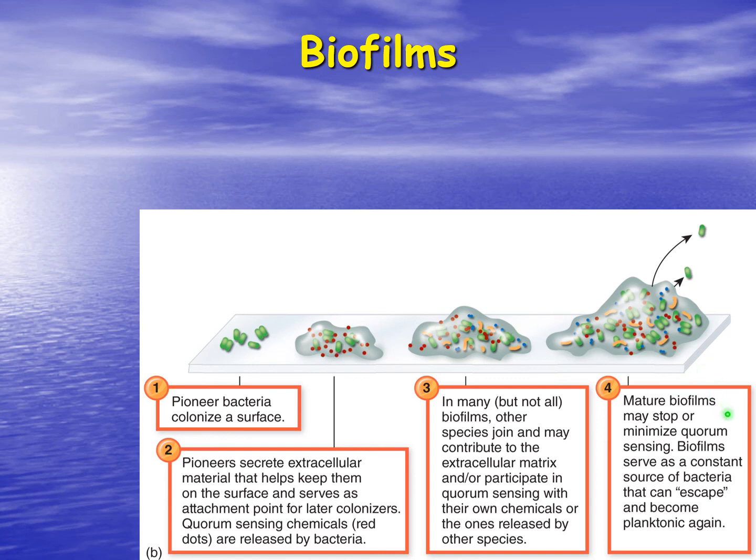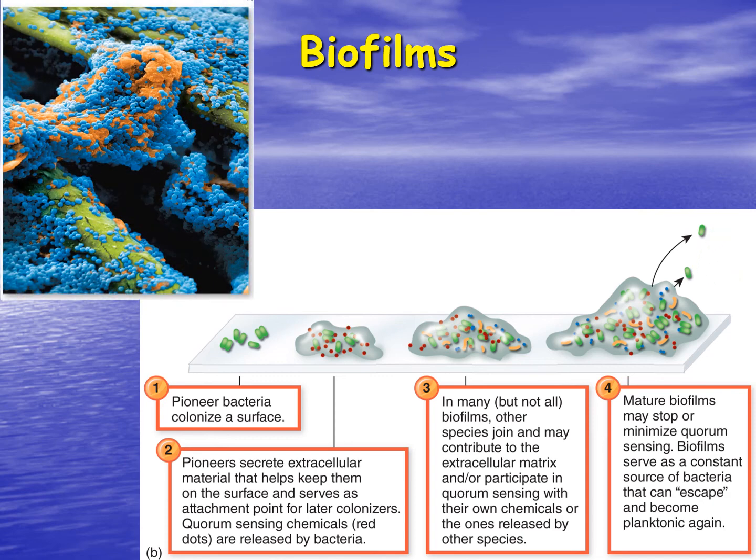Mature biofilms may stop or minimize quorum sensing, and biofilms serve as a constant source of bacteria that can escape and become planktonic once again. And so these guys can go out and start another biofilm, or again might cause damage somewhere else. So here's a good example of a biofilm on the surface of a tooth, and this is good old tooth plaque.